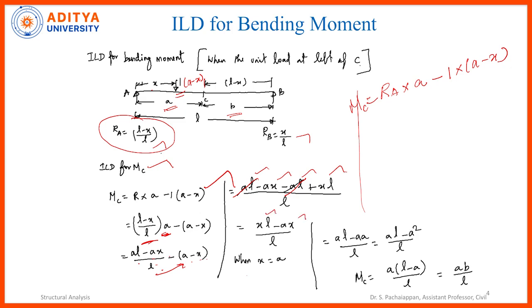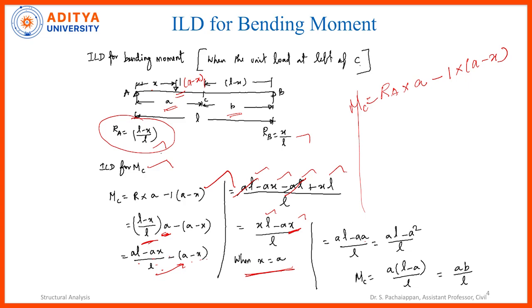So when I put X is equal to A, what does it mean? Initially the 1 unit force is acting at distance X from the support A. If you put X is equal to A, then the load is exactly acting at the point C, where we are going to calculate the bending moment now. So I am putting X is equal to A. Here, instead of X I am going to put A. So A multiplied by A becomes A square. So AL minus A square by L.